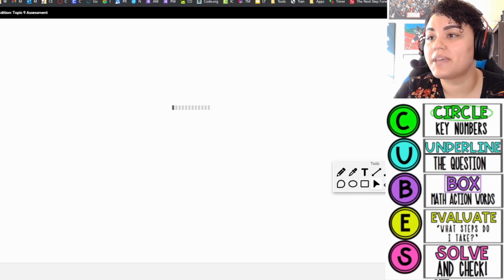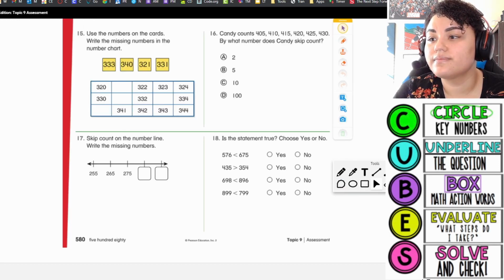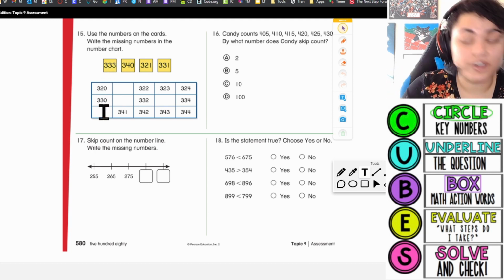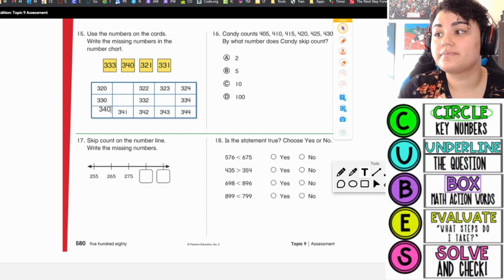I think we have one last page. Yes, this is the last page. So use the numbers on the cards. Write the missing numbers in the number chart. So this one, you're just going to fill in. We can go by tens up and down, 320, 30. So 20, 30, 40. So let's do 340.